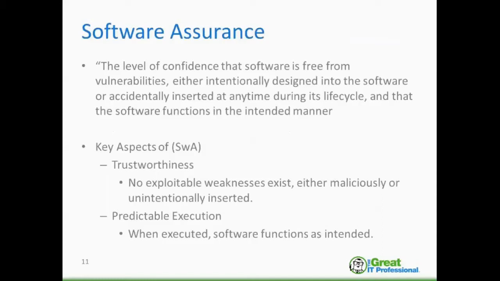Critical parts of software assurance include trustworthiness, which again ties back to reliability and confidence that the system was designed according to requirements, that weaknesses don't exist, and that the system is fault tolerant of failures and other environmental conditions that may introduce chaos into the operation of the system. Another critical aspect of software assurance is predictable execution, which is very related to the previous statement, that when software is executed, it performs as intended.